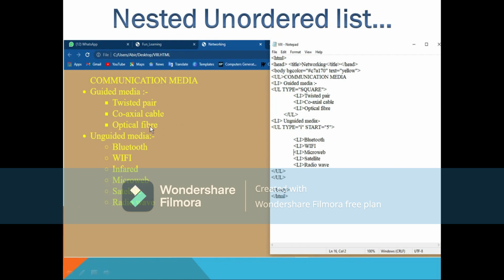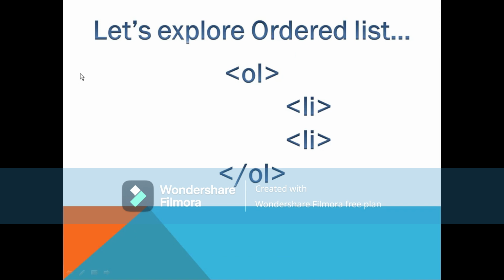And now we are going to use another type of list which is called an ordered list. So what is the syntax of ordered list? As it is ordered list, the tag will be OL tag. You have to start it by providing OL and you have to close it by providing /OL. And like the previous, individual items will be marked by LI.